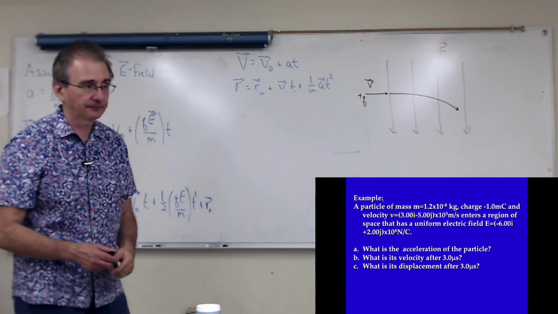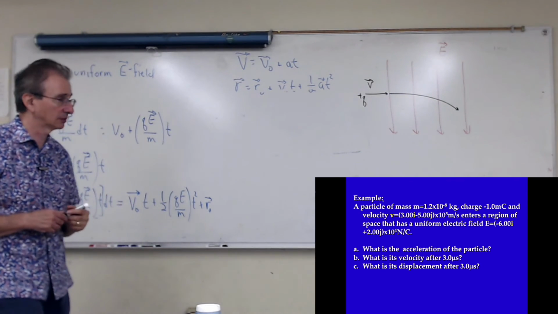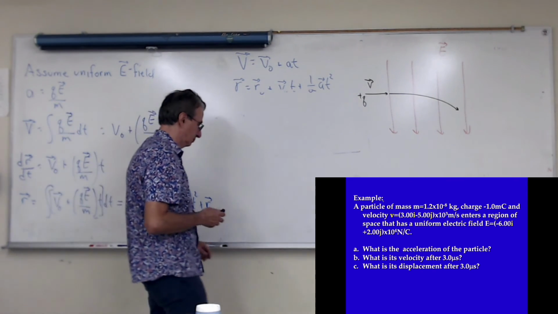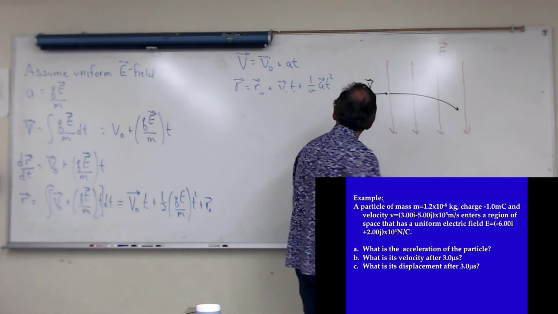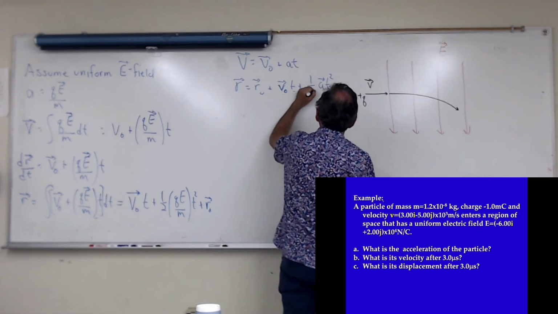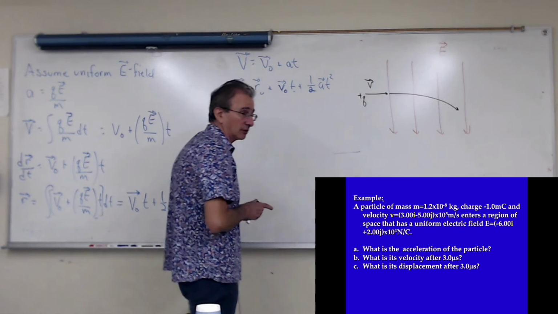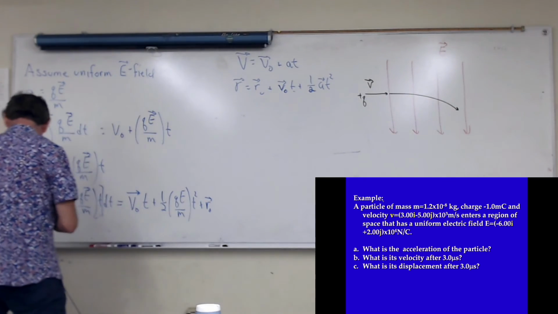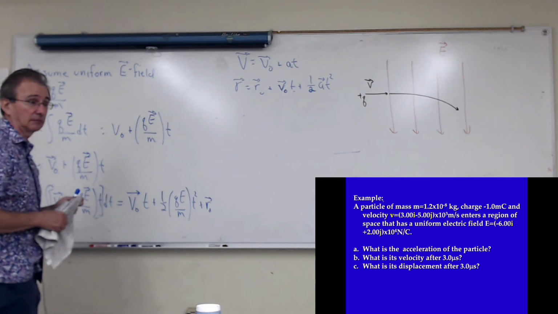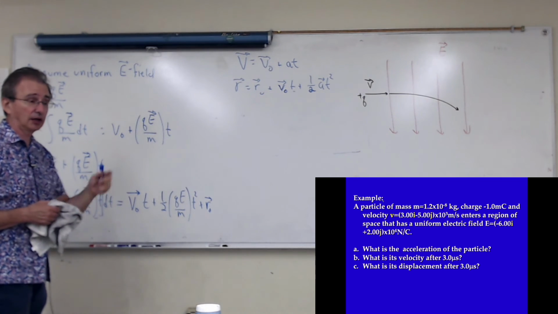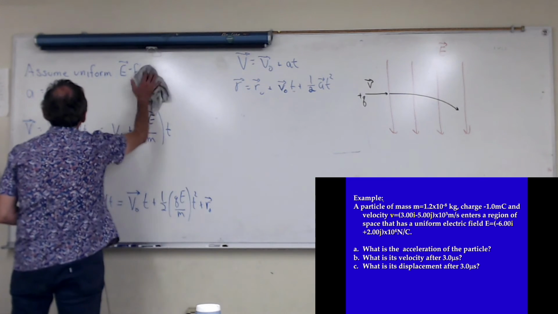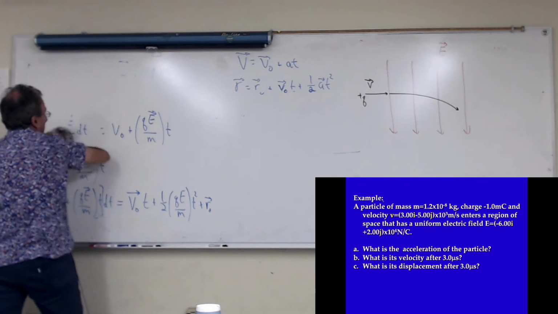Okay, let's do an example. It's a motion at constant acceleration problem. And basically, this is a plug-and-chug problem, by the way. So in this problem that you see on the screen, you have a charged particle in a uniform field. And let me write down some of the quantities.